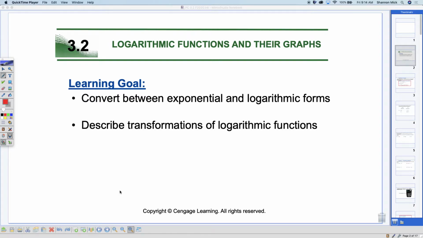Today we are going to move on to 3.2, logarithmic functions and their graphs. We're going to convert between exponential and logarithmic forms and describe transformations of logarithmic functions. So we're going to have h and k's again, and they're going to do exactly the same as they've done before.